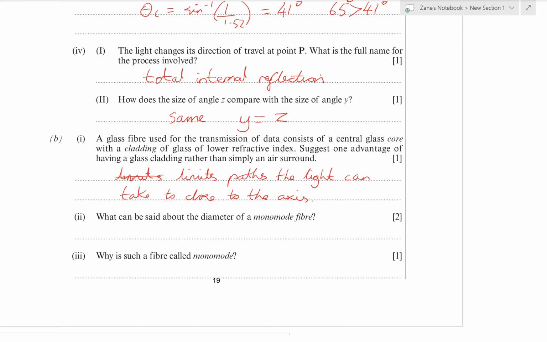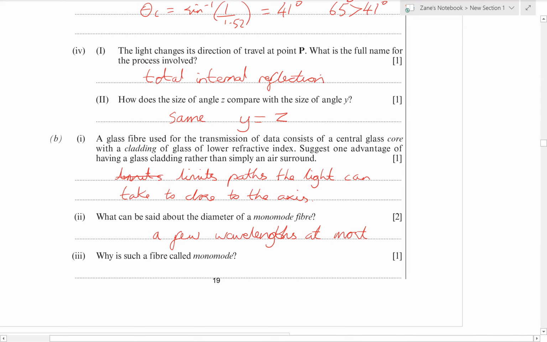Next part, what can be said about the diameter of a monomode fibre? Well, we need to remember that monomode fibres have very small diameters. Specifically, that diameter is a few wavelengths at most. The mark scheme for this question, if you say it's a small diameter, will get you 1 mark. A few wavelengths gets you the second one.